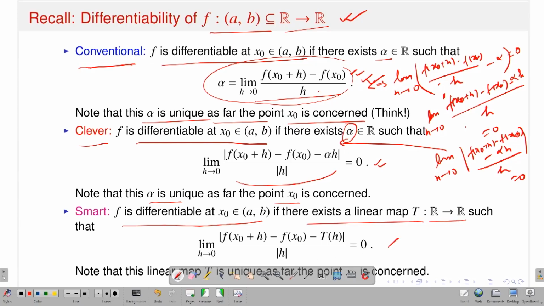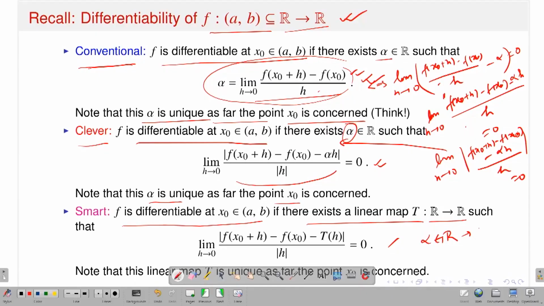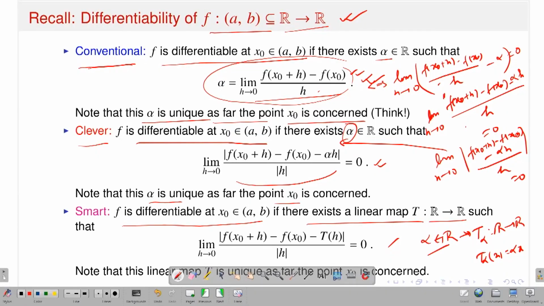Then you ask how linear transformation comes into the picture. Look, what is alpha? Alpha is in R. Now, if I have an alpha, then each alpha in the real numbers will induce a linear transformation, say T alpha from R to R. And what is the action? T alpha x is nothing but alpha x. So, each real number alpha will induce a linear transformation T alpha, whose action you can easily say: T alpha x is equal to alpha x, where x is in R.